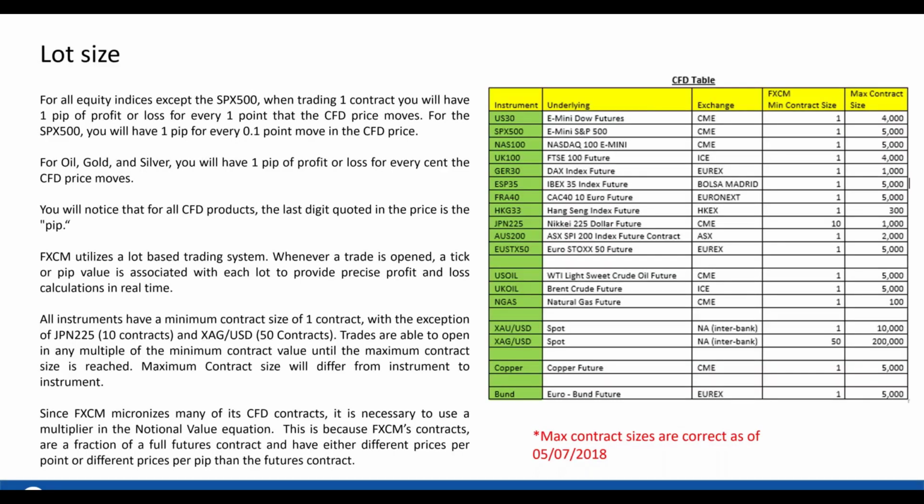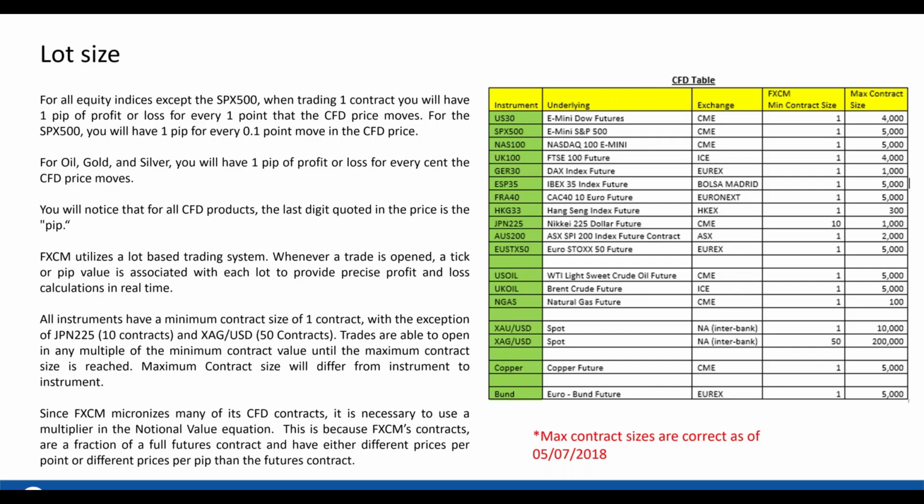Lot size. For all equity indices except the SPX 500, when trading one contract, you will have 1 pip of profit or loss for every 1 point that the CFD price moves. For the SPX 500, you will have 1 pip for every 0.1 point move in the CFD price. For oil, gold, and silver, you will have 1 pip of profit or loss for every cent in the CFD price move. You will notice that for all CFD products, the last digit quoted in the price is the pip.